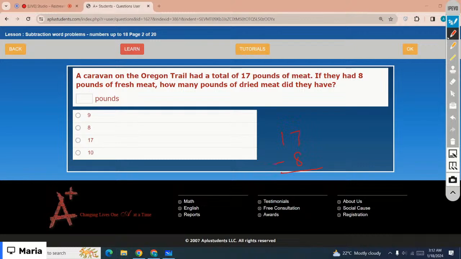So 17 take away 8 is, yes, 17 take away 8 is 9. So the correct option is 9. Very good.